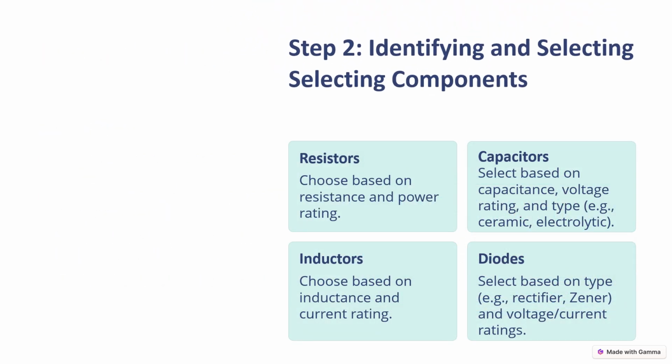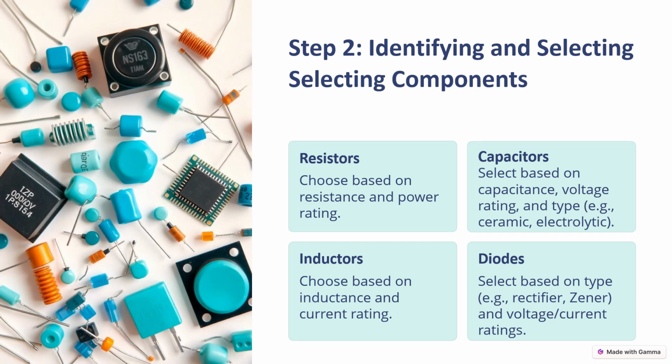Second step is identifying and selecting components. Resistors: choose based on resistance and power rating. Capacitors: select based on capacitance, voltage rating and type, for example ceramic, electrolytic capacitors. Inductors: choose based on inductance and current rating. Diodes: select based on type, that is rectifier, zener, and voltage and current rating.